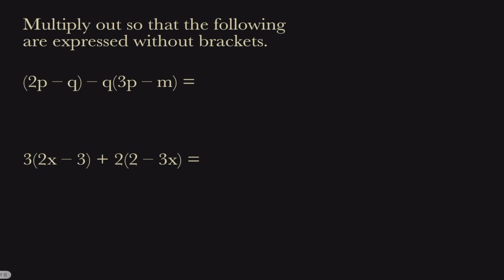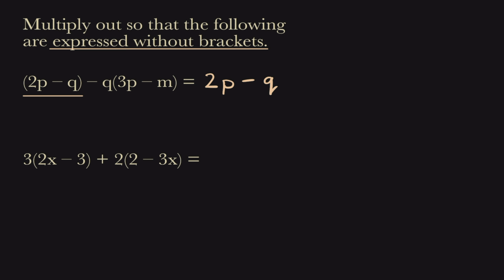Let's have a look at a couple of different scenarios and what we need to do to remove the brackets. In the first example, I notice that I've got brackets around 2p take q. Now there's no multiplier or anything like that next to the brackets, so these brackets are actually not serving any purpose at all, and we can just remove them. So the first part of this expression would be 2p take q without brackets.